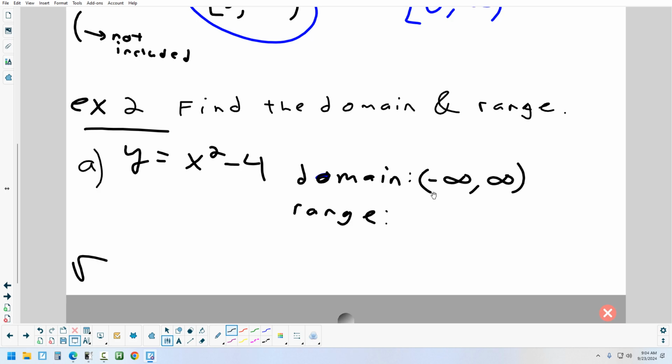And practically, if you think about it, you can take any number you want and raise it to the second power. Positives, decimals, negatives, doesn't matter. Okay, so that's the domain.